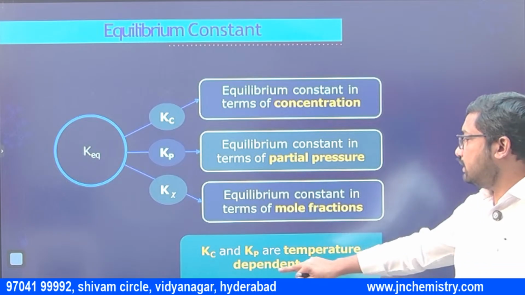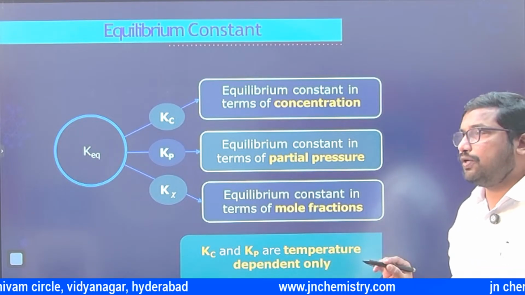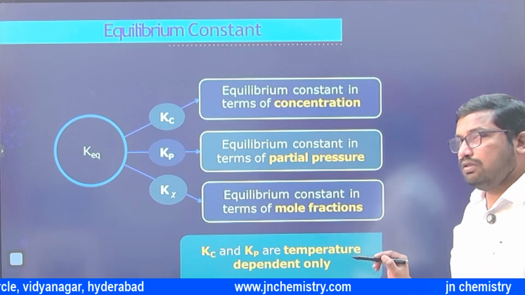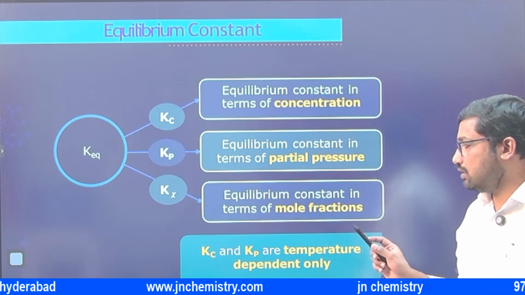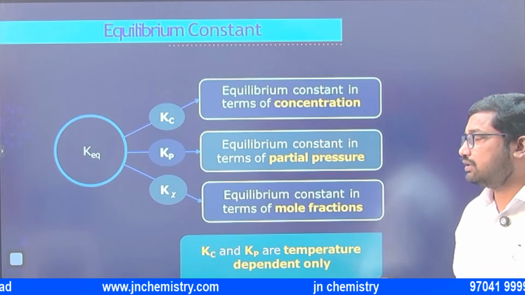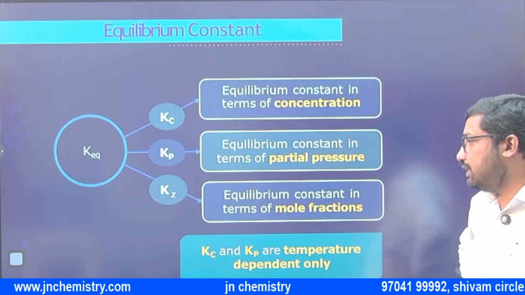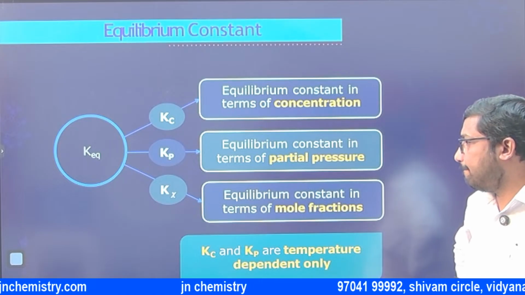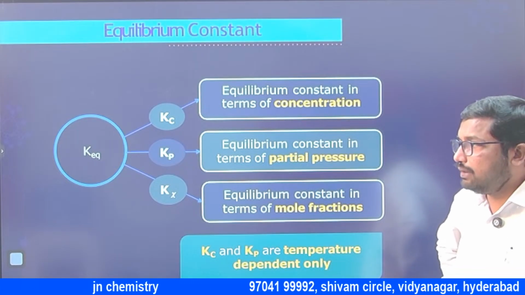And this is important. Kc and Kp are temperature dependent. Make it a 5-star point and write it down. 5-star. Why am I telling you it's 5-star? I'll let you know. Kc and Kp are temperature dependent only.